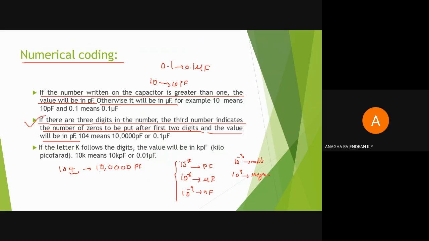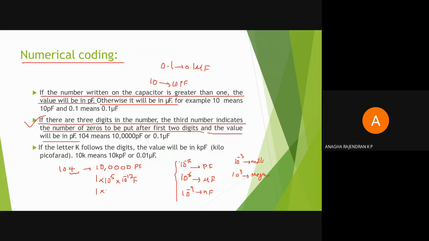First of all, we have to convert the powers of 10. So 1 into, there are 5 zeros, so 10 raised to 5 into picofarad, which means 10 raised to minus 12, that much farad. So 1 into 10 raised to 5 into 10 raised to minus 12 farad.